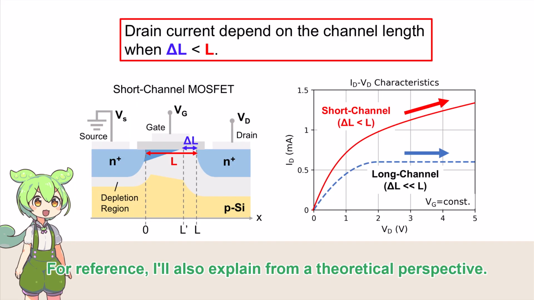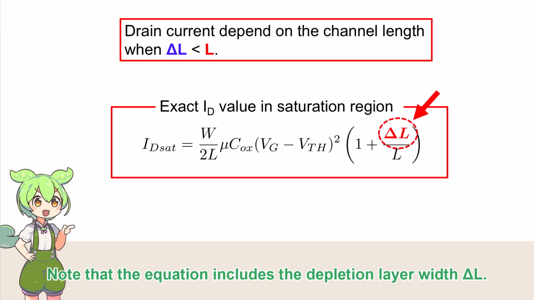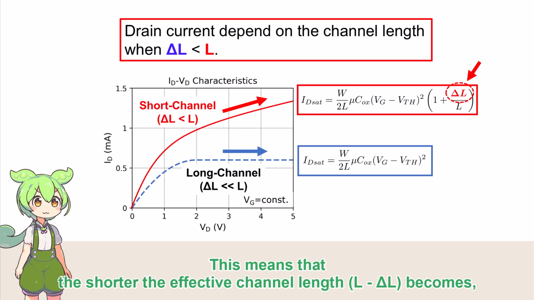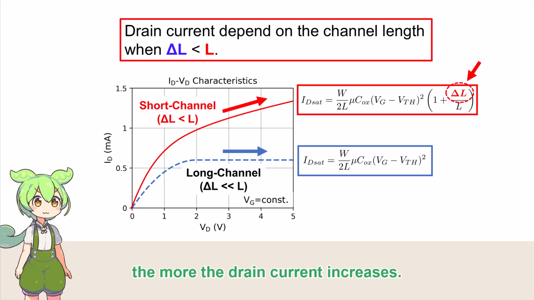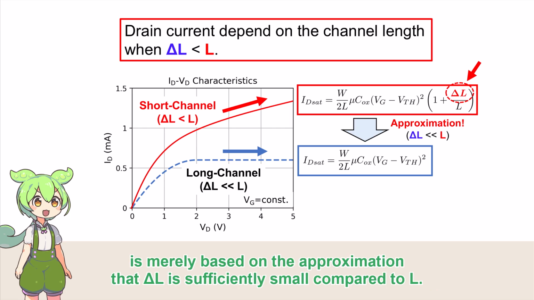For reference, I also explain from a theoretical perspective. The exact drain current value in saturation region is given by this equation. Note that the equation includes the depletion layer with delta L. This means that the shorter the effective channel length becomes, the more the drain current increases. After all, the explanation that the drain current saturates in the saturation region is merely based on the approximation that delta L is sufficiently small compared to L.